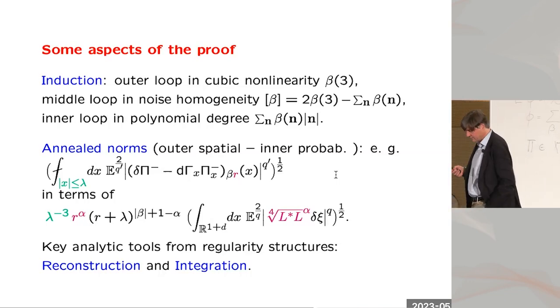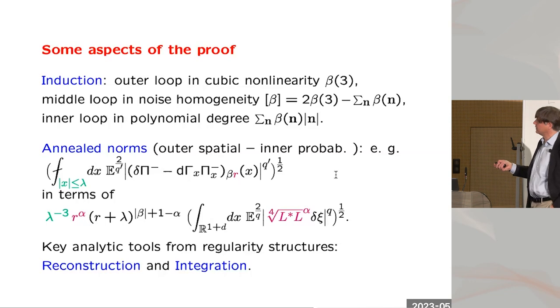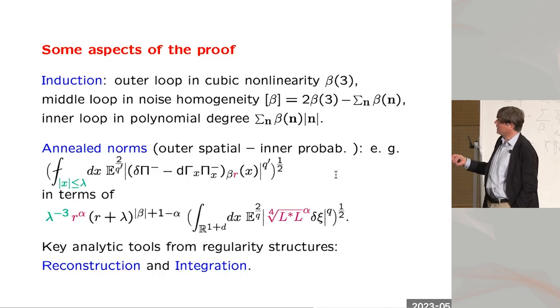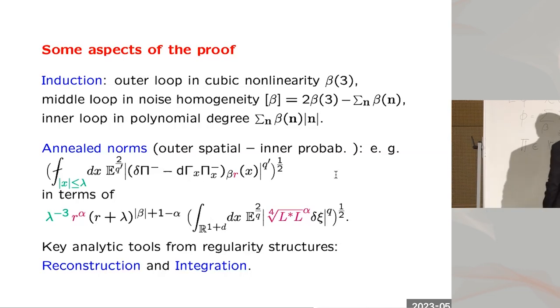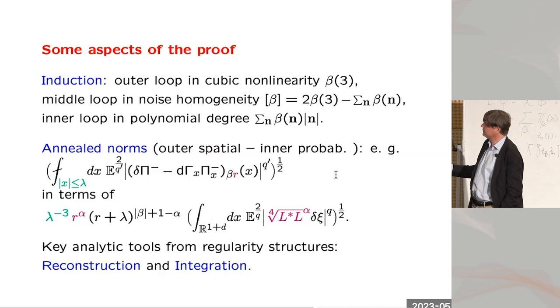And then another good idea is to never lose, like in Kolmogorov's criterion, a little bit in your exponent, which you don't want to do because then you violate scaling, and scaling was such an important guiding principle. It's convenient to work with what we call annealed norms, which means you put the probabilistic norm inside and the spatial norm or the space-time norm outside. So that's exactly what we're doing. So here is one sample. This is the way we tie the Malliavin derivative of pi minus to pi minus itself via these tangent vector fields.